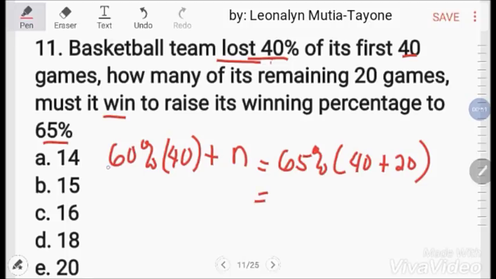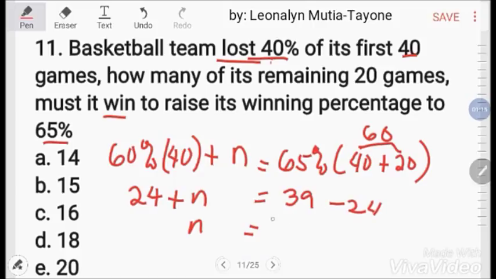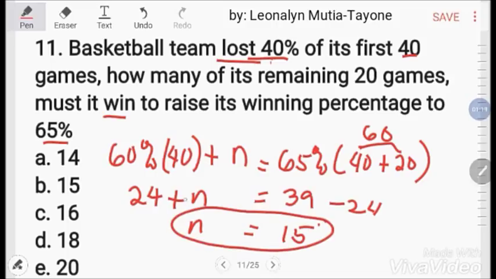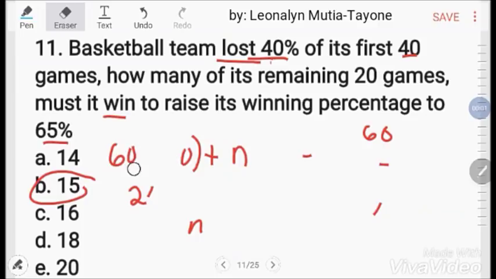60% of 40 or 0.6 times 40, that is 24. Plus n, that is 60. So, 65% of 60 or 0.65 times 60, and that is 39. So, n, 39 minus 24, and that is 15. So, the answer is 15. Another way of solving this one.